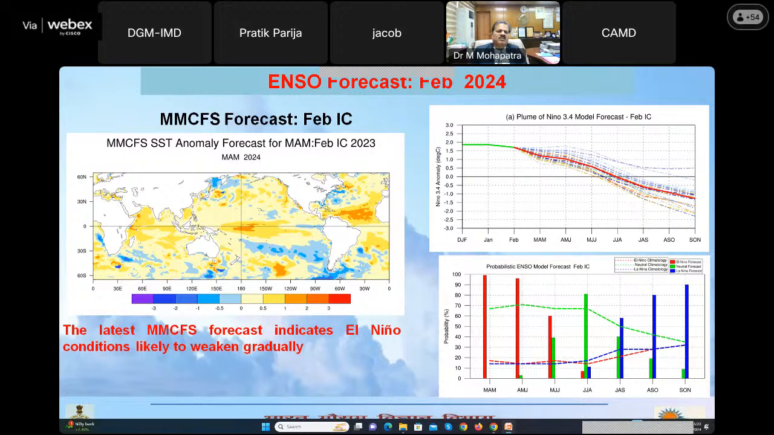MMCFS, the Monsoon Mission Climate Forecast System. Based on February initial conditions, it also indicates what we have discussed about the global phenomena, that El Nino conditions are likely to weaken gradually. And on the right-hand side also, it is showing the same thing, a continuous decrease in the El Nino conditions.